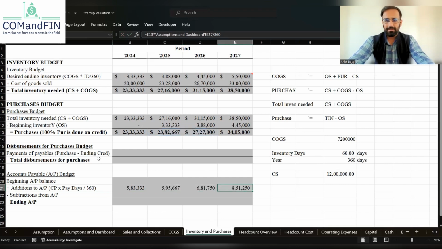This much addition the company will do in the account payable amount. So here we have calculated the addition. Now here, if you see, the opening balance for the first year is obviously going to be 0. Then subtraction from account payable. So this year you won't make any payment. Again, it is going to be 0.